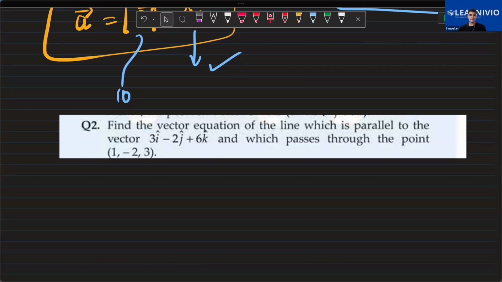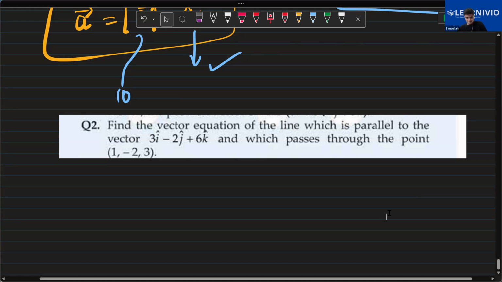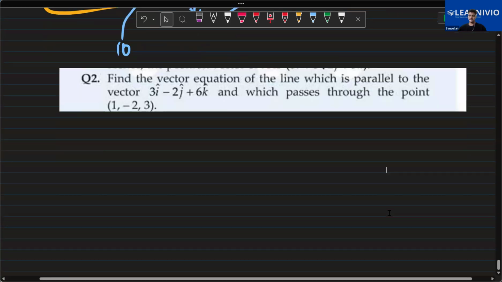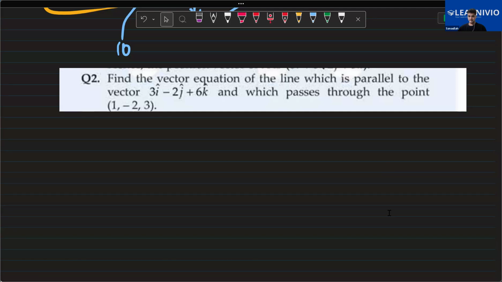बहुत सिंपल हो गया. Answer. Okay, what's the answer, Ali? I cap minus 2 j cap plus 3 k cap plus lambda times 3 i cap minus 2 j cap plus 6 k cap. Okay. अंजलि का सेम आंसर है. Is it the same? Yes, the same answer.